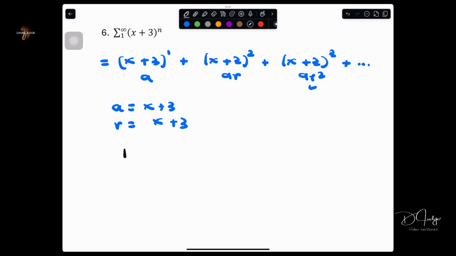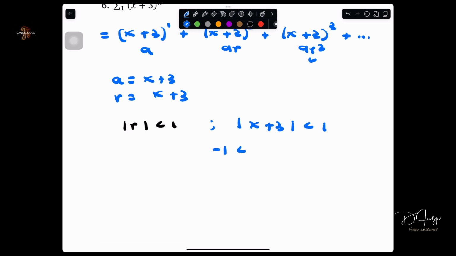Now, if the absolute value of r is less than 1, what does that mean? We're looking for the absolute value of x plus 3 being less than 1, which means negative 1 less than x plus 3 less than 1. If I subtract 3 from the left, the middle, and the right, we'll get negative 4 less than x, less than negative 2.